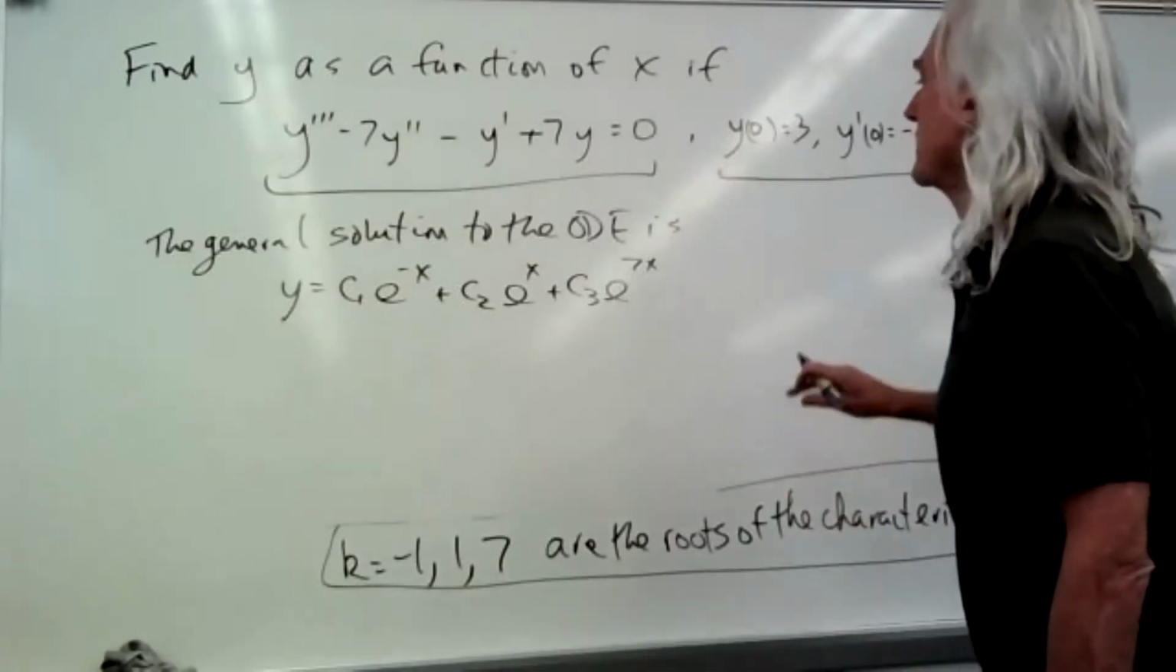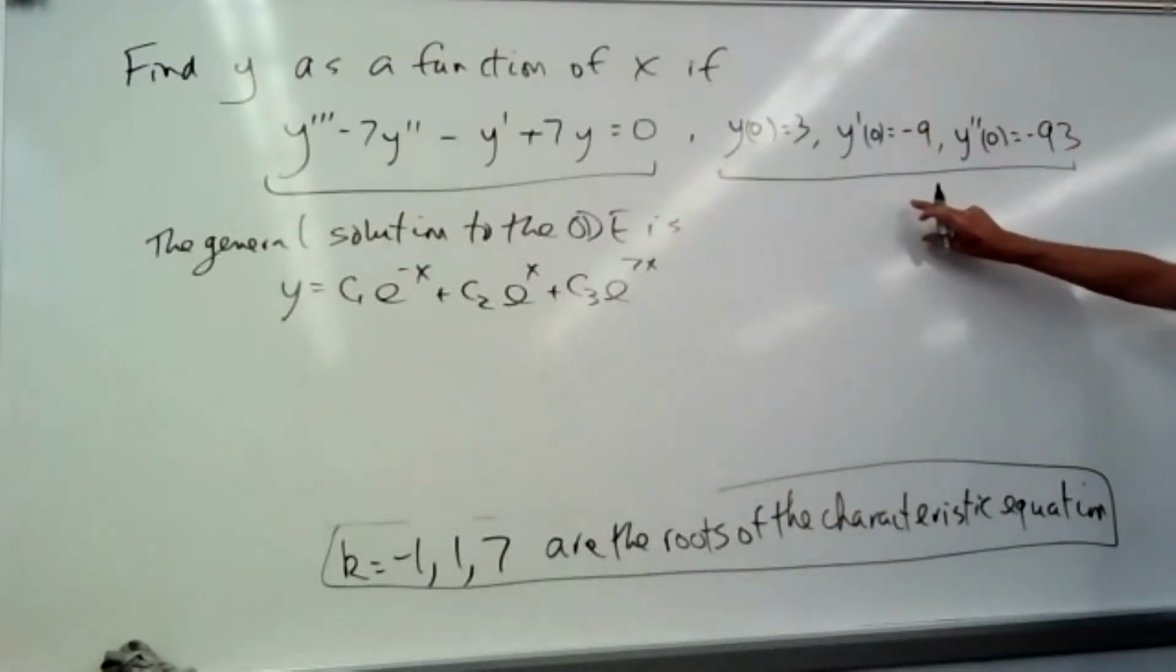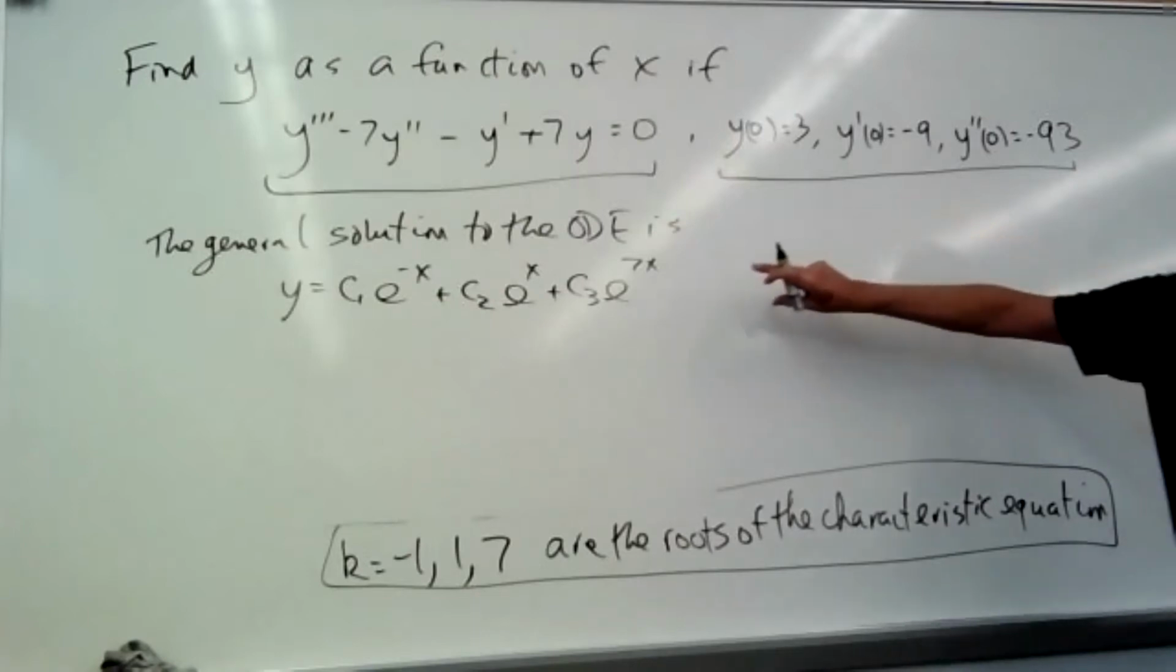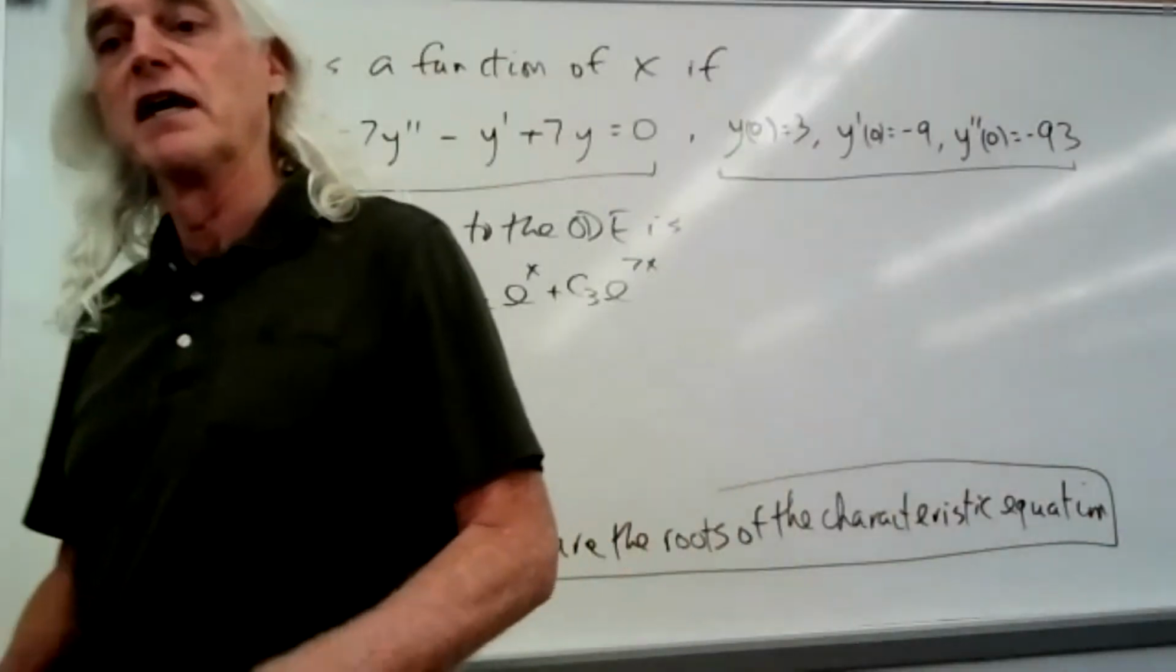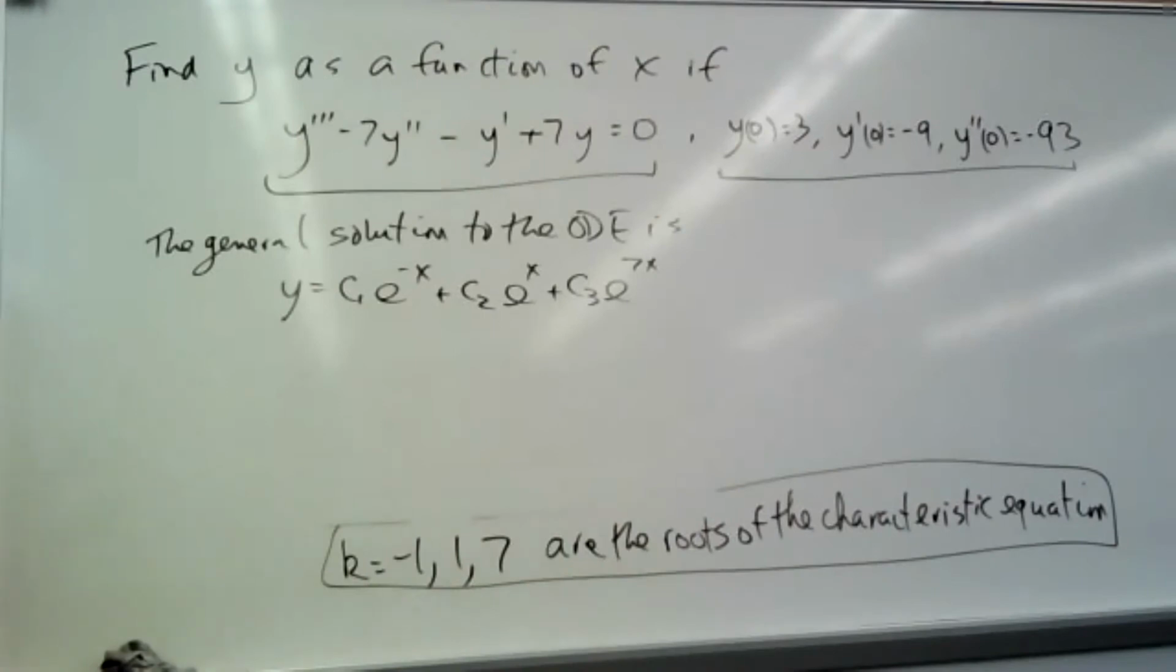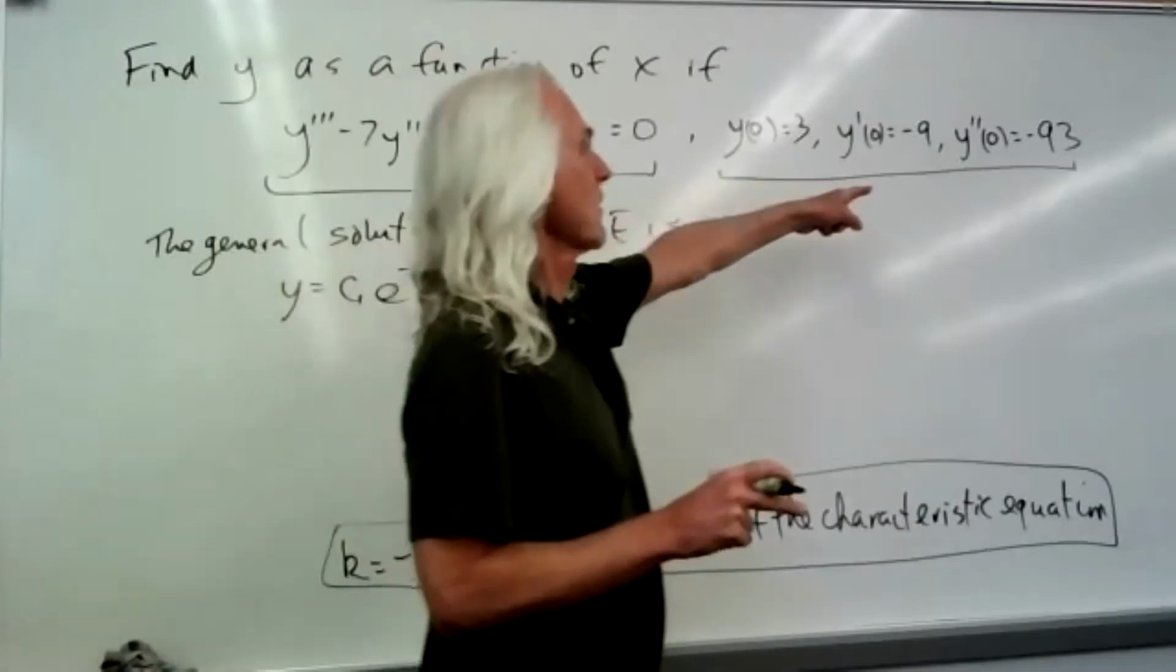All right. So now we're ready for the initial condition, right? This is a general solution to the ODE. Now we want to find C1, C2, and C3 such that all these things hold.